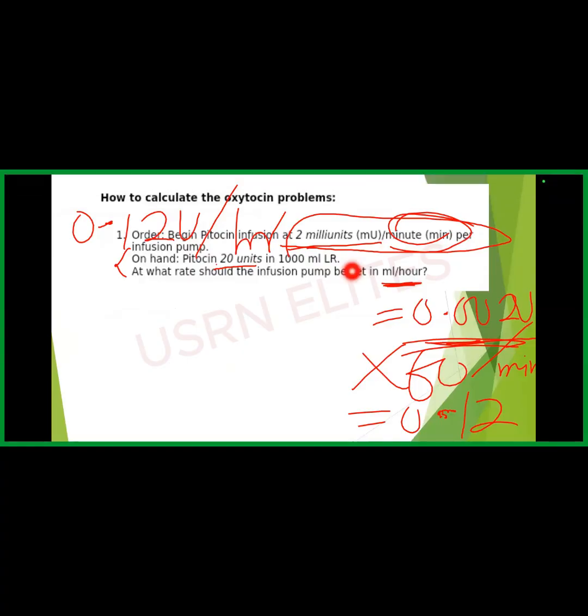You see, it means this whole thing has been converted to units per hour. We converted 2 milliunits per minute to units per hour, so we are getting 0.12 units per hour. Please, who doesn't understand this?